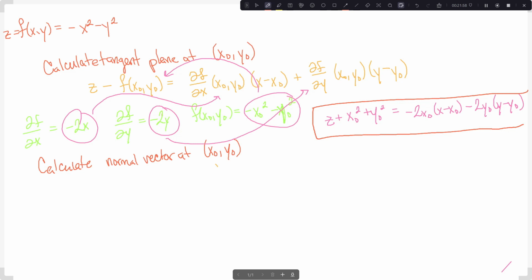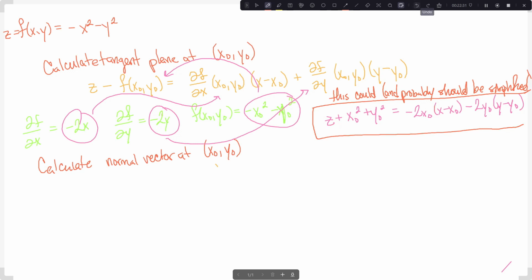This could and probably should be simplified. But by and large, that is now my equation, because I have my z, x, and y variables, and everything else is a constant, even though x naught, y naught has not been defined yet.